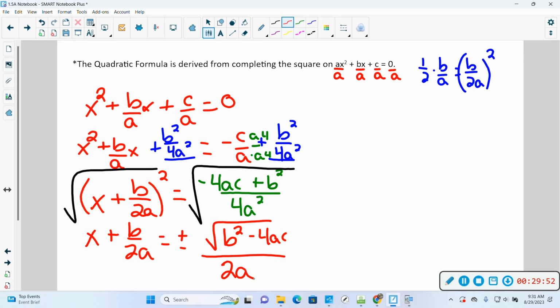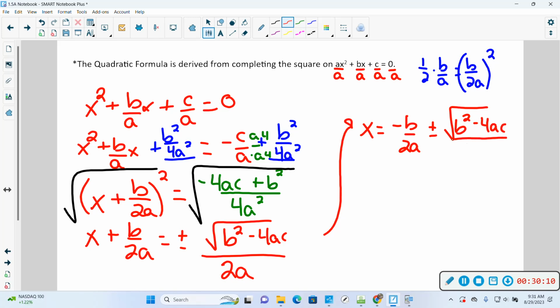Check it out. Last thing we have to do, of course, is subtract this b over 2a. Opposite of b. Interesting. And of course, since your denominators are the same, when we do the formula, we just put it all over 2a. Look at that. That's so neat.